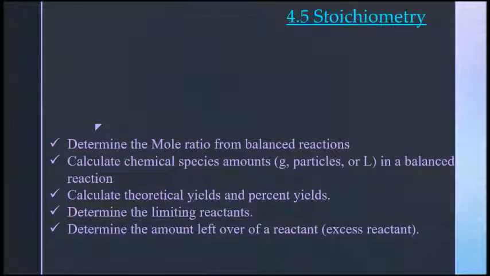And stoichiometry, we kind of went through that. You need to be able to do mole ratio. You need to be able to do chemical species amounts, grams, particles, or liters at standard temperature and pressure in a balanced reaction. You need to be able to calculate theoretical and percent yields. You need to determine limiting reactants and amount left over of reactant, which would be the excess. So those are the highlights of what you would need to know for our quiz.